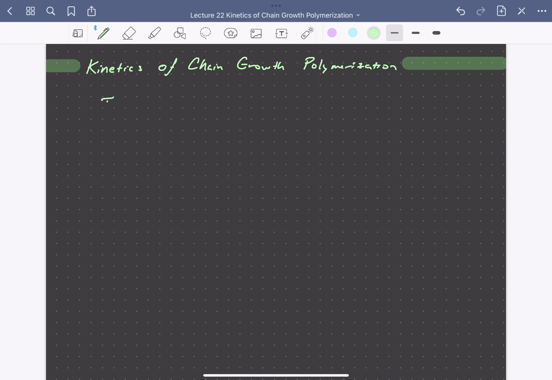So our first step is initiation, where we have some initiator, we'll label here I, decomposing to form two radical species. We then have a reaction of one of these radical species with a monomer. So for example, this could be a radical reacting with our monomer here, ethylene.